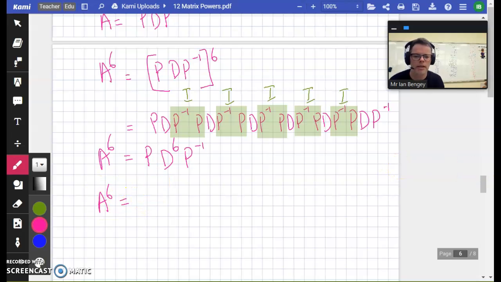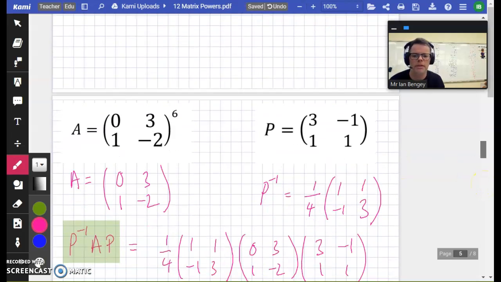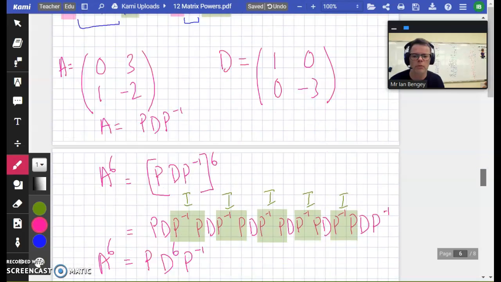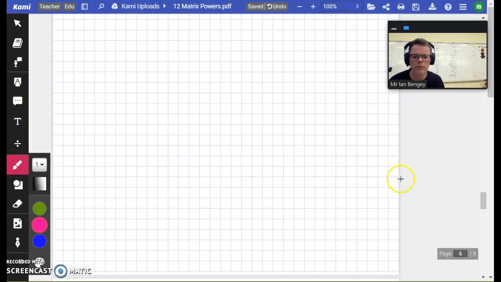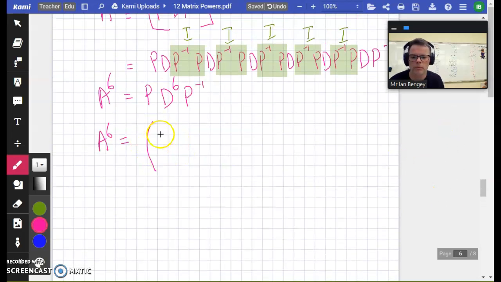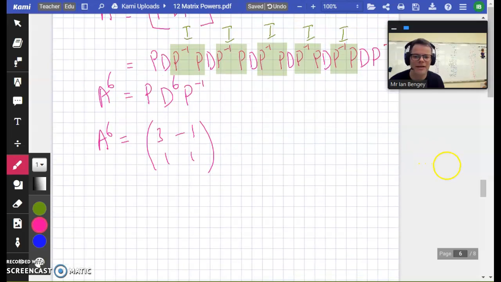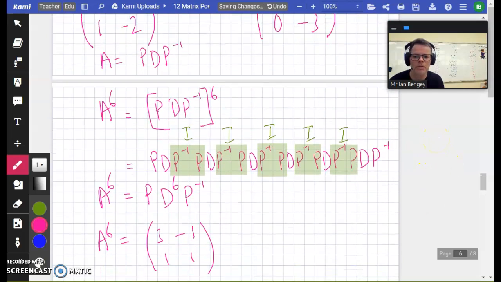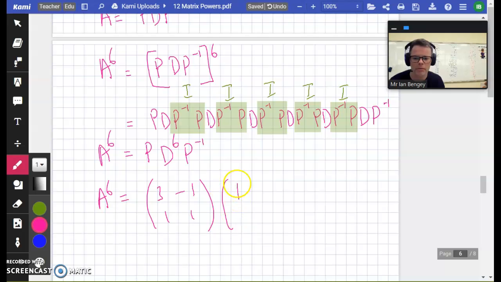And we know P, let's go back and have a look what P is. P is 3, negative 1, 1, 1. D is this diagonalized matrix: 1, 0, 0, negative 3, to the power 6.